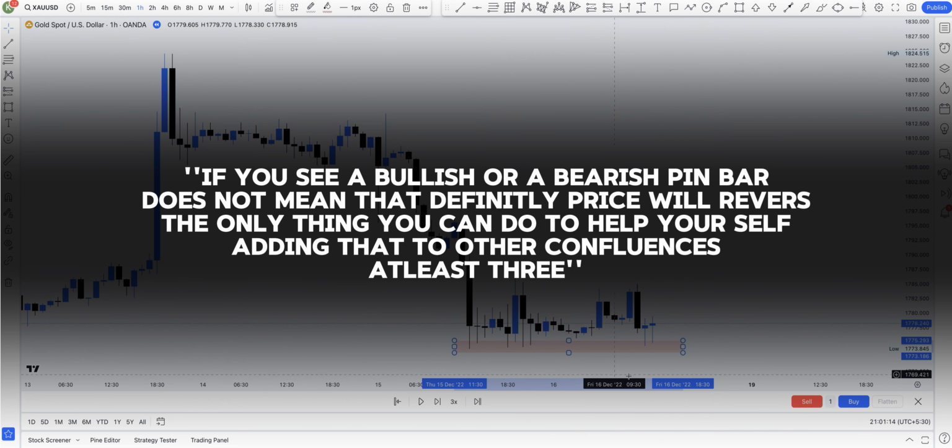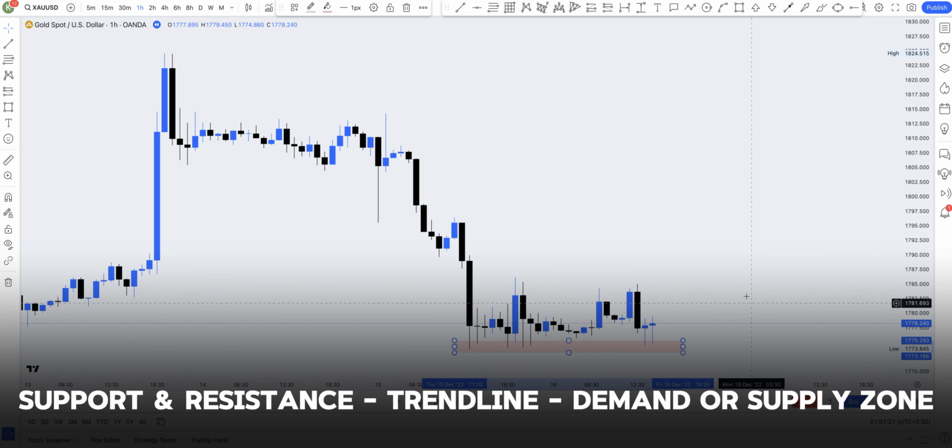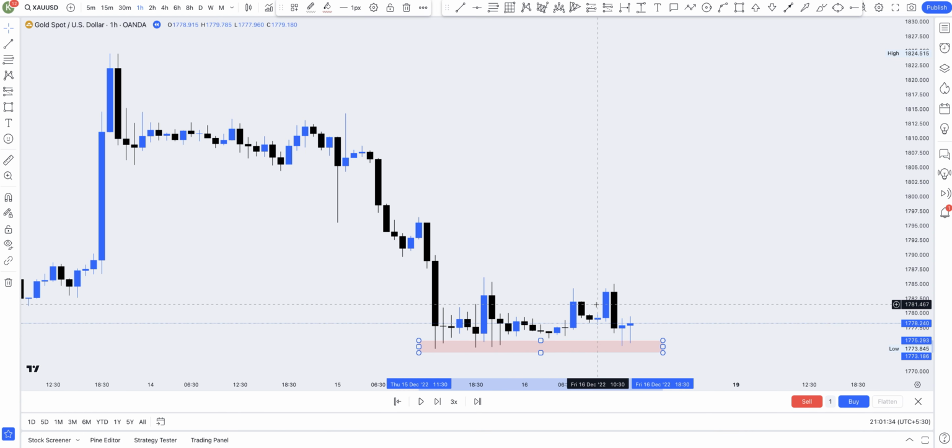So you can have support and resistance, maybe a psychological level, and a pin bar. You've gotten 3 confluences. You can have support and resistance, you can have a trend line, you can have demand or supply zones, at least 3 confluences, so that you can be very sure that whatever you are doing is positive. So this is our support zone around this area.